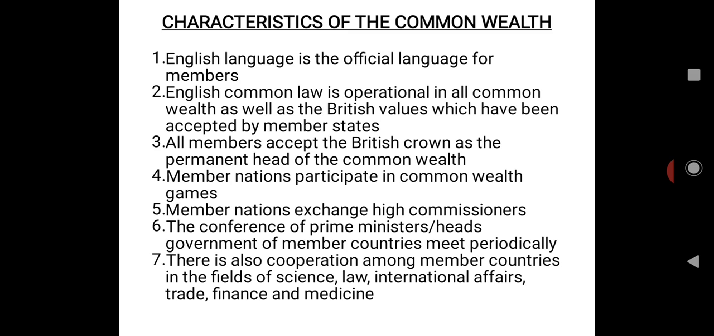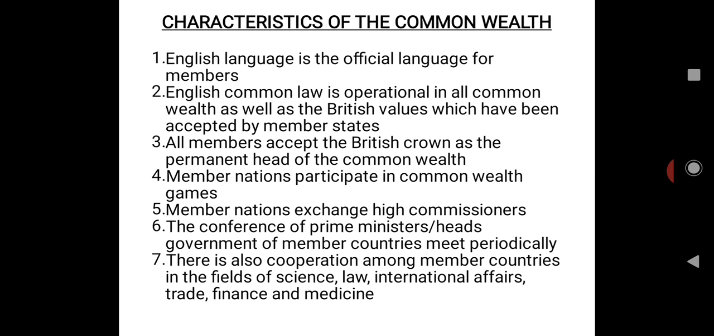Having itemized the aims and objectives of the Commonwealth of Nations, let's quickly look at the characteristics of the Commonwealth of Nations. The first characteristic is that the English language is the official language for all members of the Commonwealth of Nations. That means, having been colonized by Britain and having imbibed their language, you must speak English in the meeting.